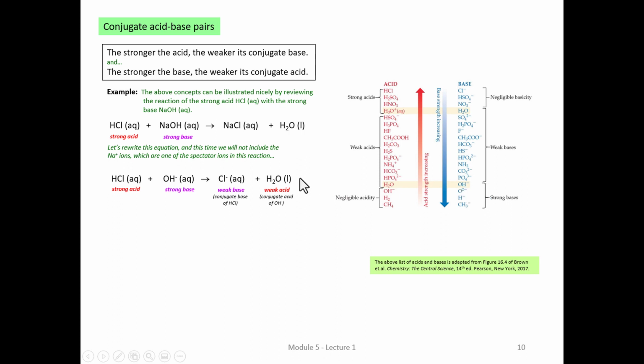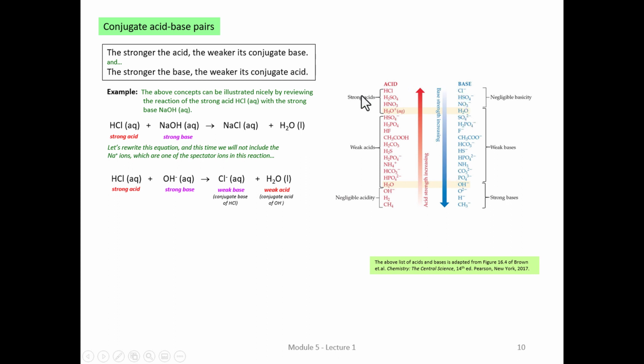Now, how about the two products? Well, chloride, I said, was a weak base. It's the conjugate base of HCl. Let's find chloride on the base side. Chloride is the weakest base. So remember, weak bases are on the top of the bases listed. And I said water is a weak acid. And so let's look in the acid column, and we find water here as one of the weakest acids. So that's how I knew how to label these.